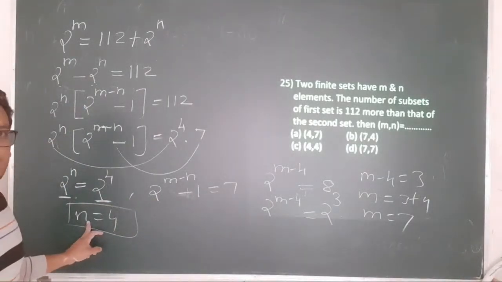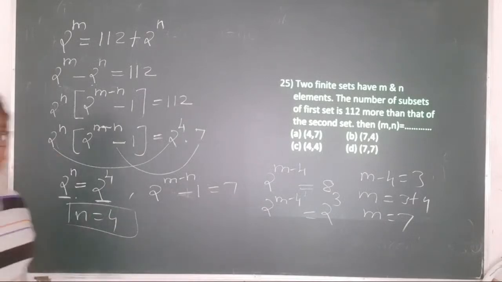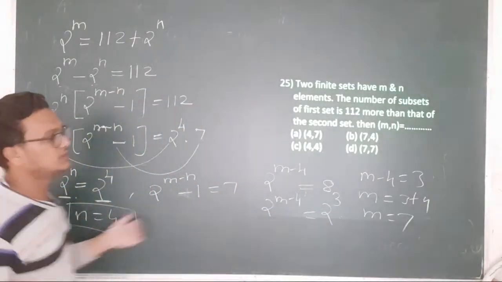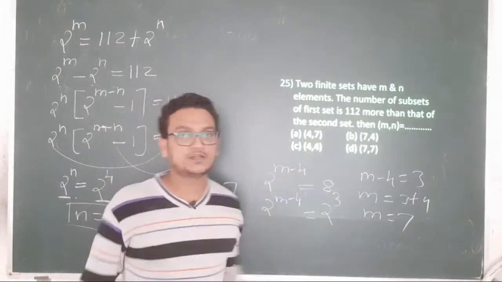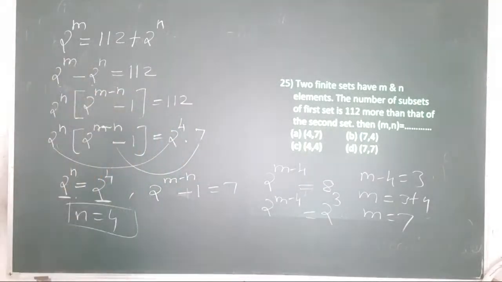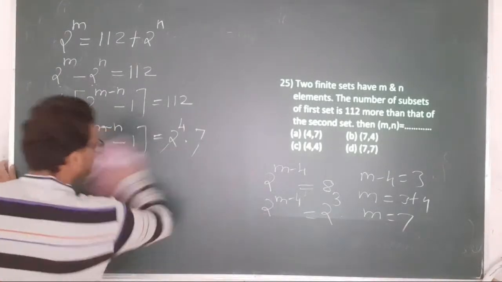Which option is correct here? That is option B. M is 7, n is 4. So 7, 4. Option B is correct here. Okay, so you just note down this problem and solution.